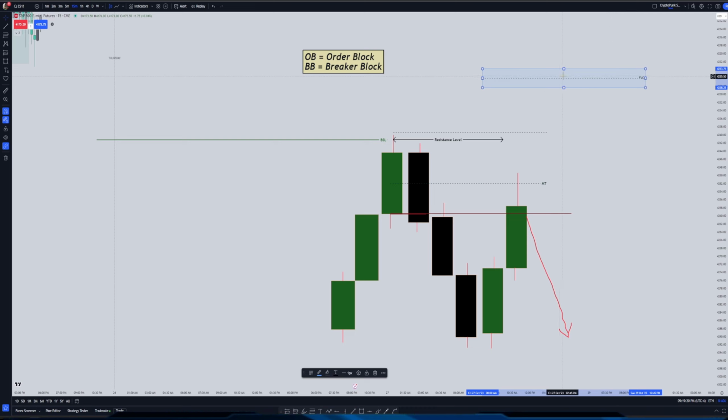So let's say there is a fair value gap. Don't get confused. Also near that fair value gap, there will be some sort of liquidity or resistance level that you can find. Now when price is going towards a resistance level and it's coming down from that resistance level, the last up close candle is your bearish order block. So the green candle will become your bearish order block.